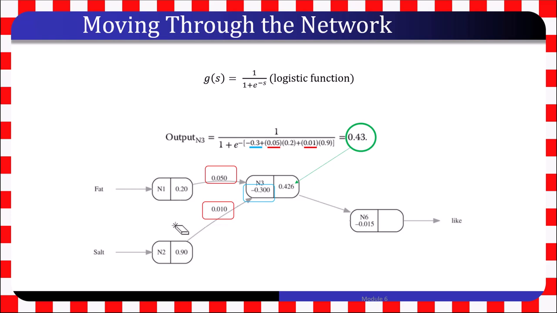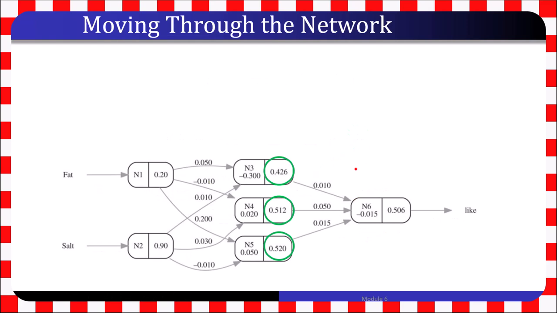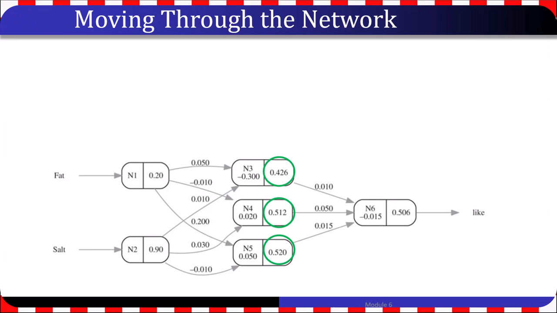We are going to do the same thing for the fourth node and fifth node, and these outputs are going to be the input for the sixth node, which is here. For every single node, we calculated an output. So the third node's output is 0.43, the fourth node's output is 0.51, the fifth node's output is 0.52. The numbers in green circles are the outputs of node 3, node 4, and node 5. And these are going to be the inputs for node 6.